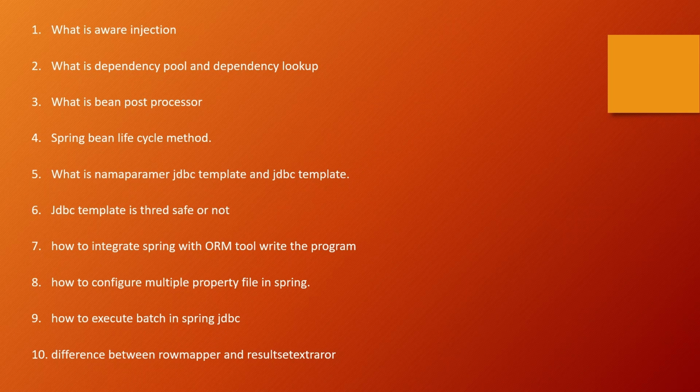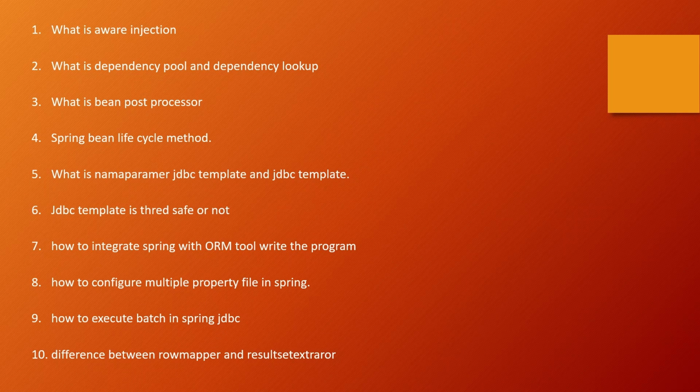So another question is how to configure multiple property files in Spring Boot. If multiple property files are there in Spring Boot, how will we configure them? Like we have application.yaml, application.properties, or multiple property files, a dev property file or a QA property file and so on. So how will you use and configure these?